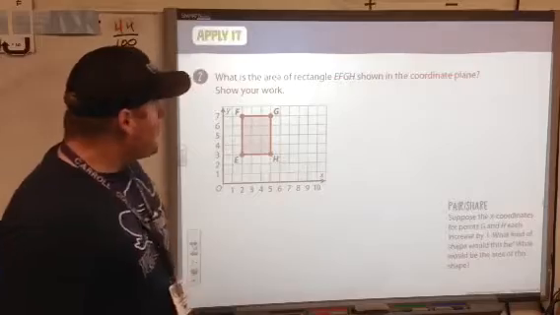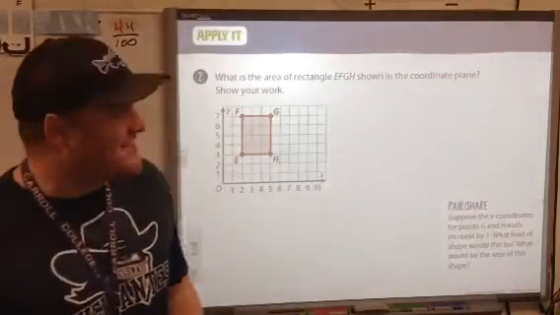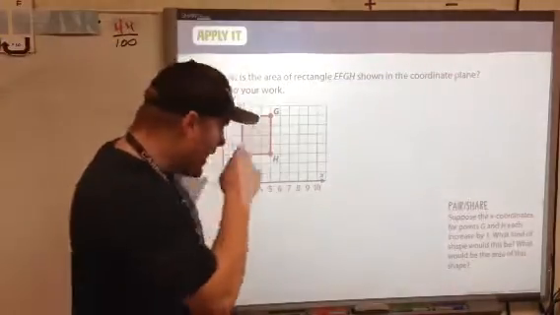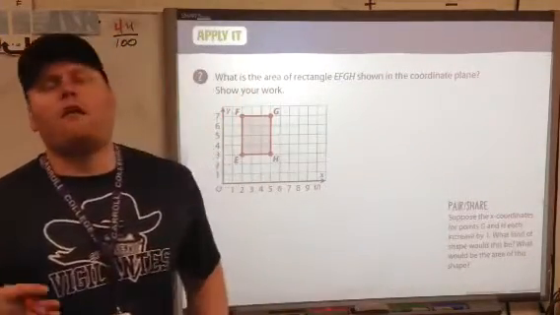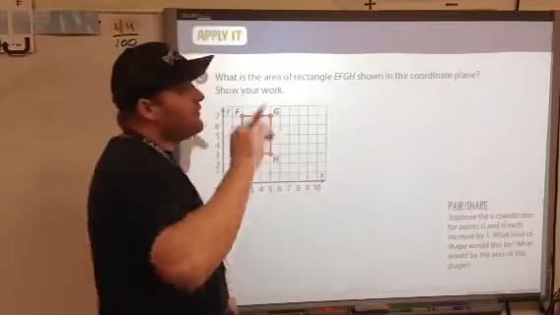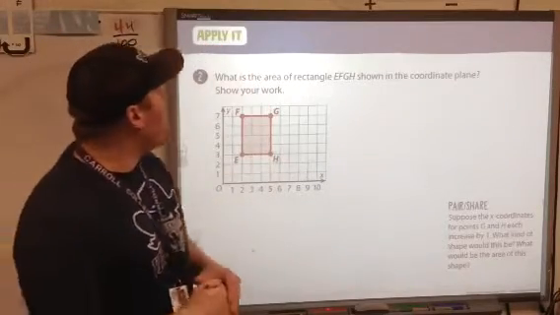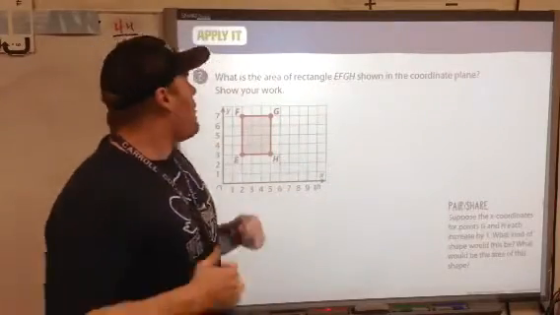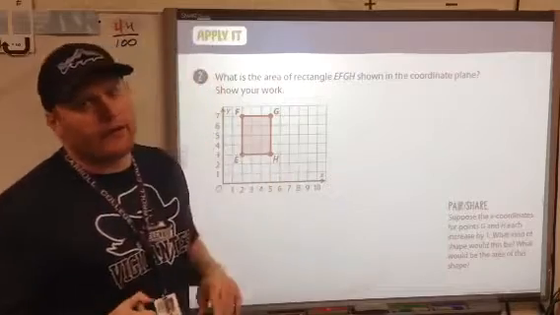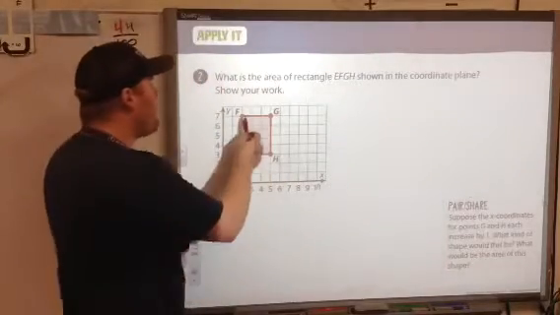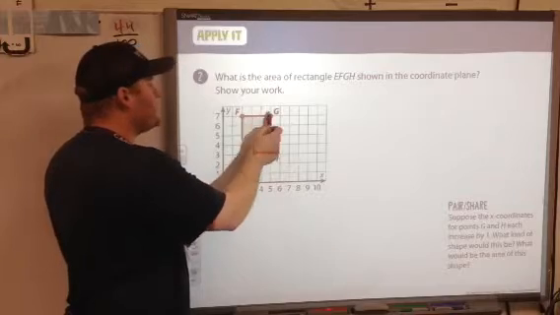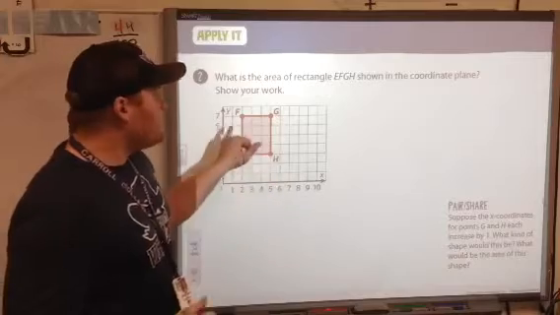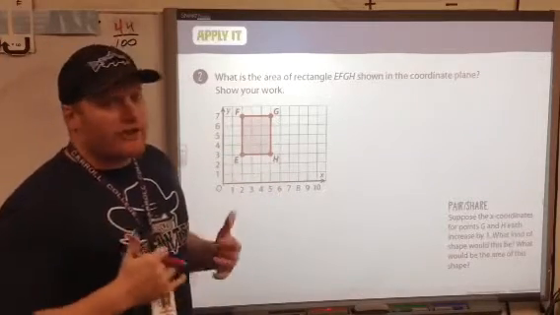All right, next. And you guys are going to be turning your page to page 676, okay, 676, because we're working on number 2, okay? And it's going to revisit a topic that we have done all year, okay, with different topics. It says, what is the area of rectangle EFGH shown in the coordinate plane? Now, why do they call it EFGH? Well, they call it that because all of the different coordinates represent a labeled letter. And so if all of those labeled letters are connected, that's what we call that shape.